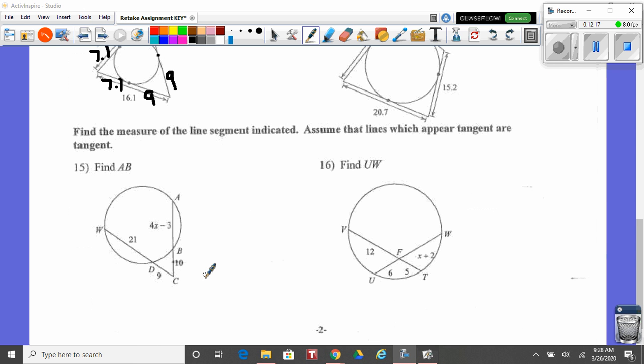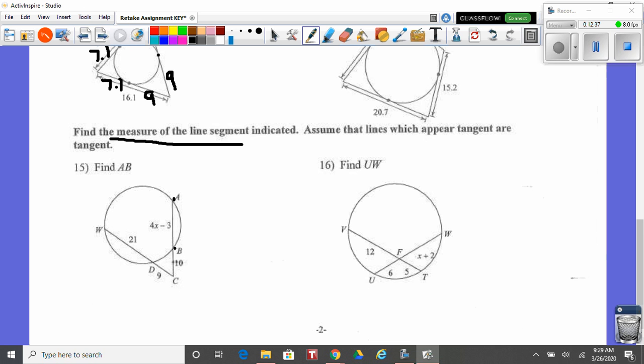For the next two examples here, we have different ones. We are working with our segments in circles. We need to identify what type of segments that we have in each one of these. So right now, our problem here is asking us to find from B to A, so the length of B to A. But right here we have two secants.